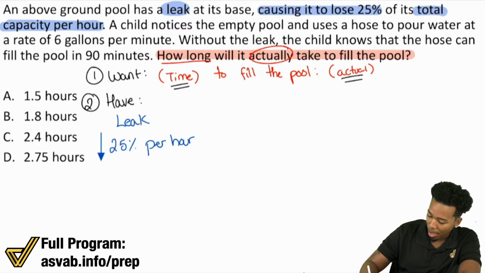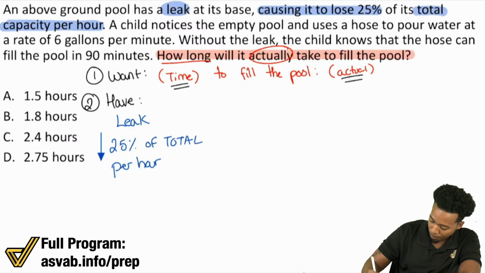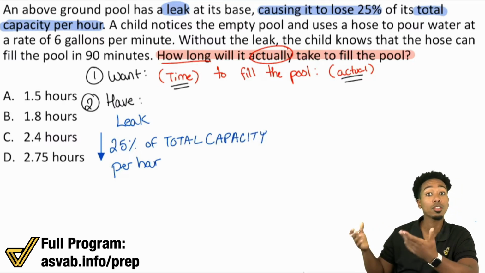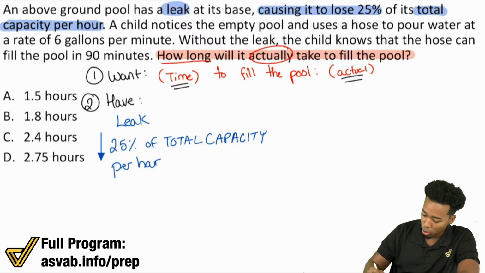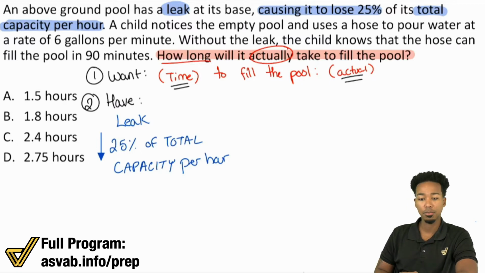25% of the total capacity. So let me just write that over here. 25% of total capacity. Very important to write that because the total capacity is the amount of water that the pool can hold. So let's make sure that's very clear for us. Let me move this over here. Cool. There we have that first piece of information.